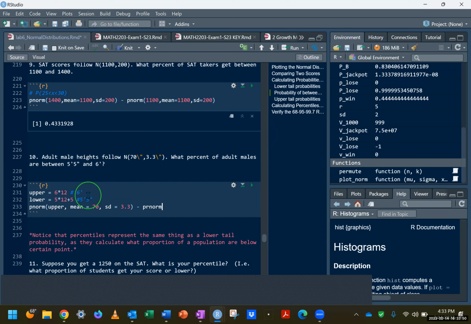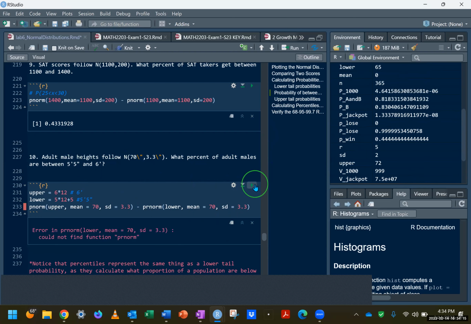And I know I'm going fast. You'll get fast at doing these too. There we go. So you can run that and see if you get an answer that makes sense. You'll get a probability that should correspond to what you would think the average height of people is, 5.5 and 6 for men. And it looks like I said PR norm. It said I can't find that function. Typo. There we go.